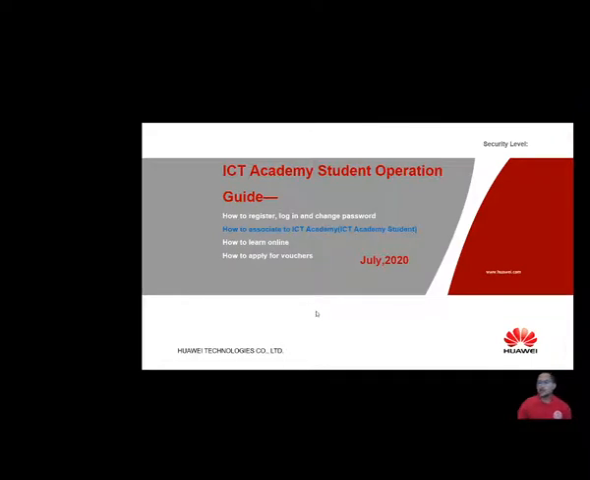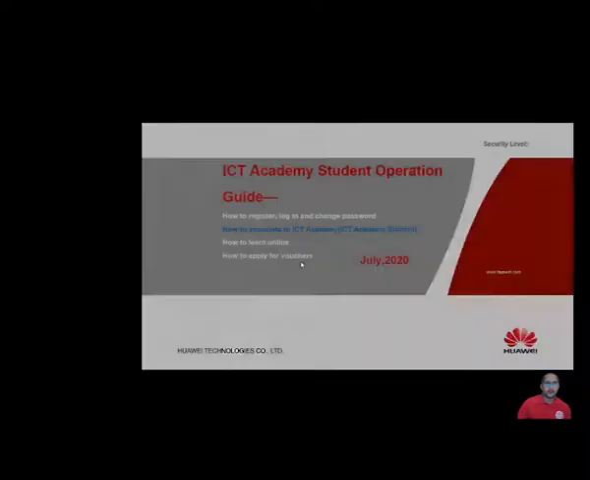Now, to become a student and for the academy to work, you need to register, log in and change your password. So the first thing is to register an account, right? Then you log in, change your password, and then the next important step is to associate yourself with the ICT Academy as an ICT Academy student, which is now with CPUT. Then you go on to learn online, and you apply for a voucher after you've done that, as I just explained to you. I'm going to go through the steps.